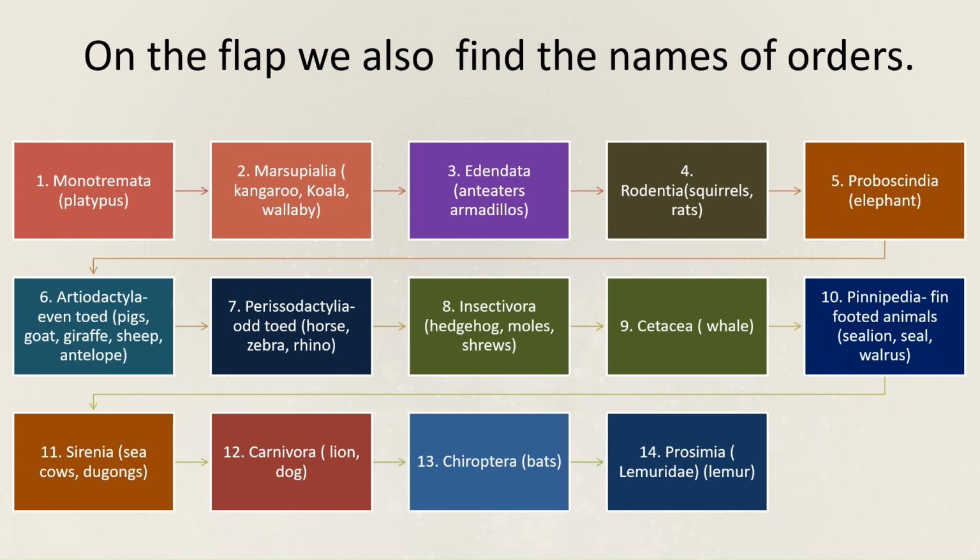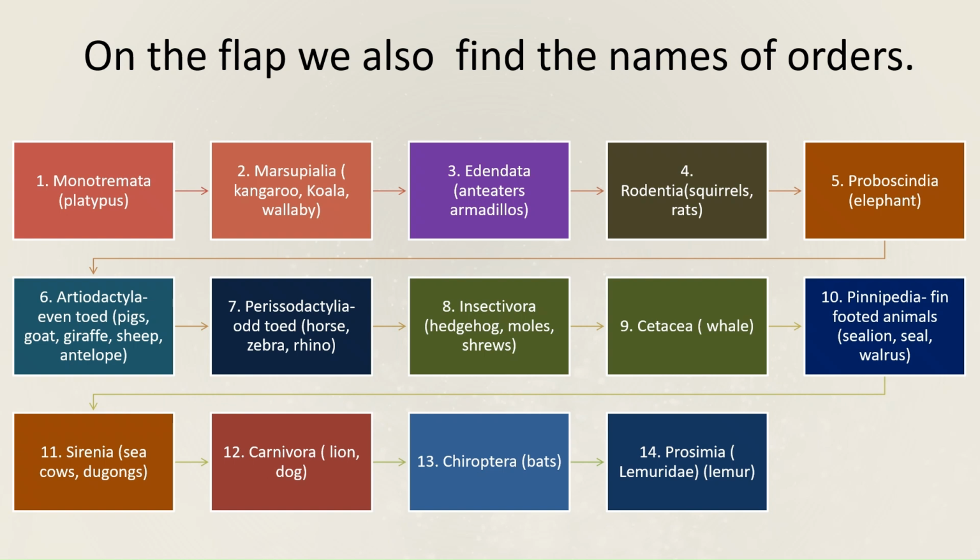Then Artiodactylia, that is even-toed, those are pigs, goat, giraffe, sheep, and antelope. Then number 7, we have Perissodactylia, that is odd-toed, horse, zebra, and rhino. Then number 8, Insectivora, that is hedgehog, moles, and shrews. 9th, we have Cetacea, that is a whale.